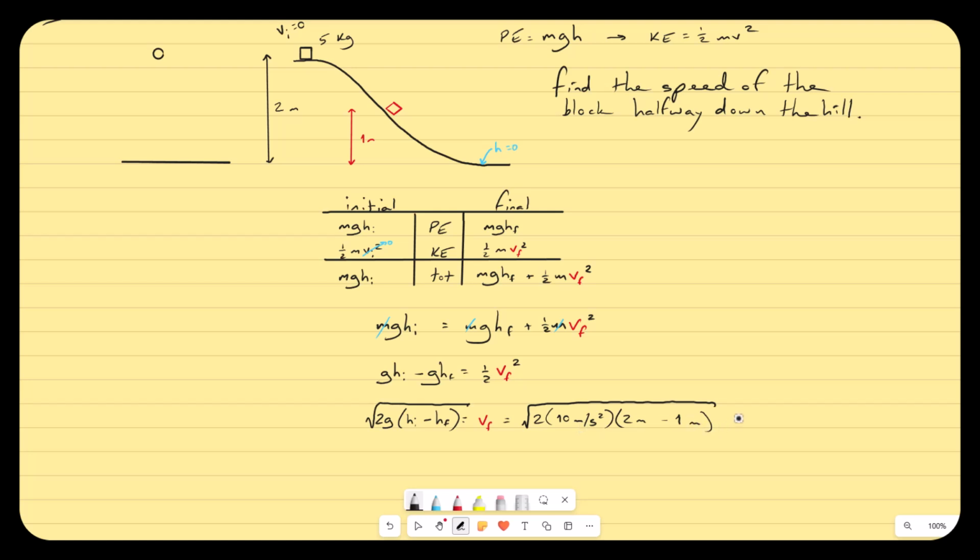2 times 10 is 20, we're going to get a square root of 20, which is about 4.5. So we're going to get about 4.5 meters per second.